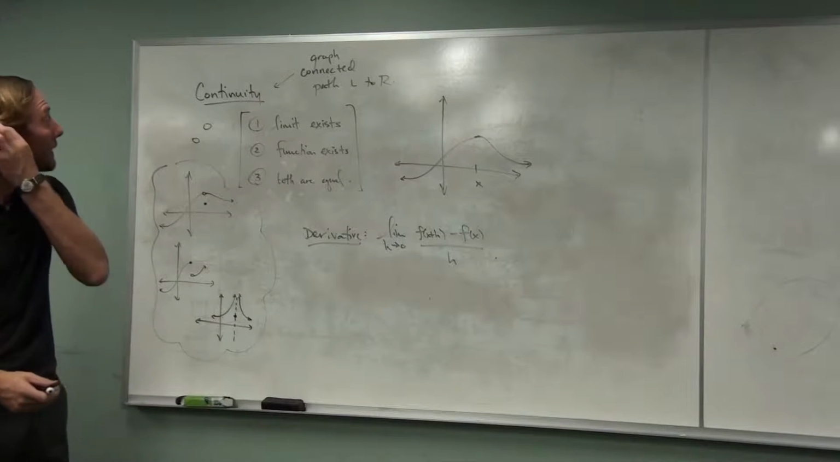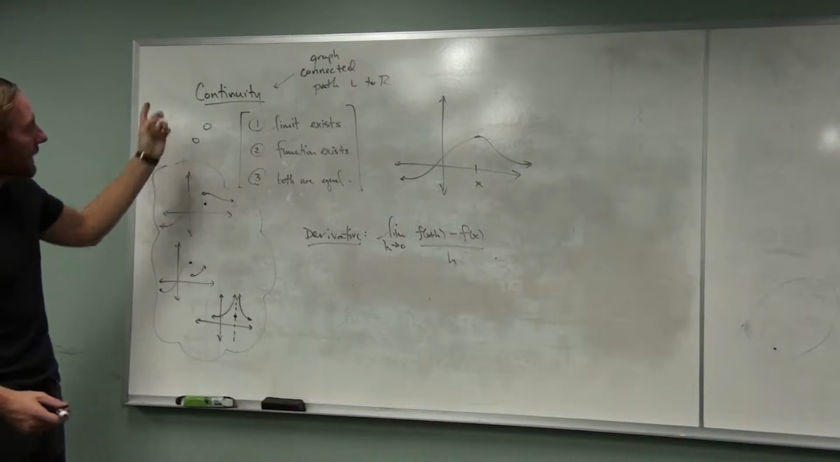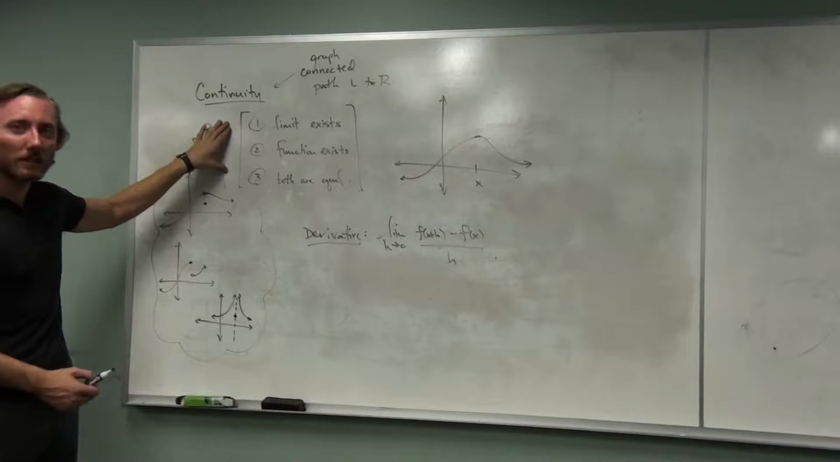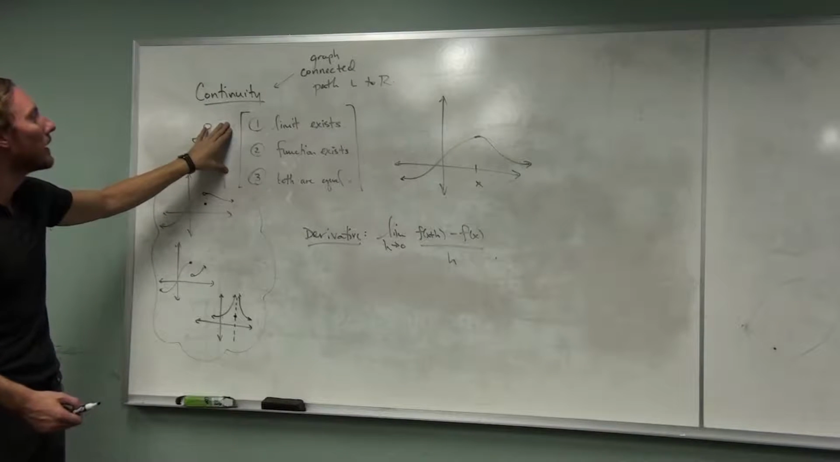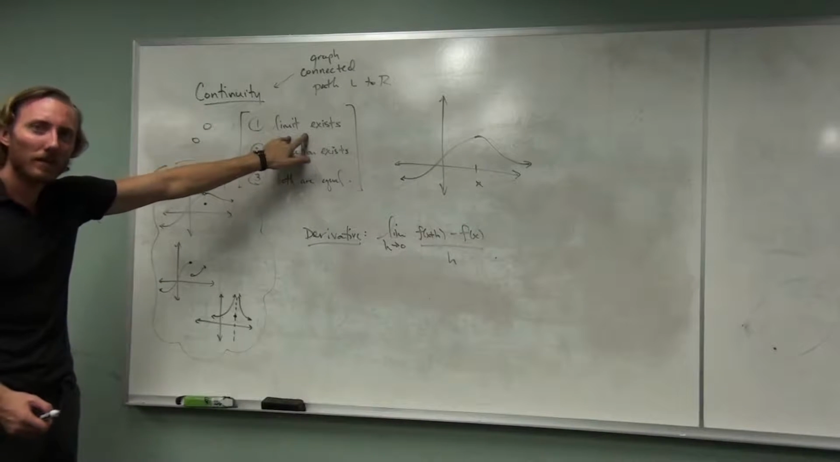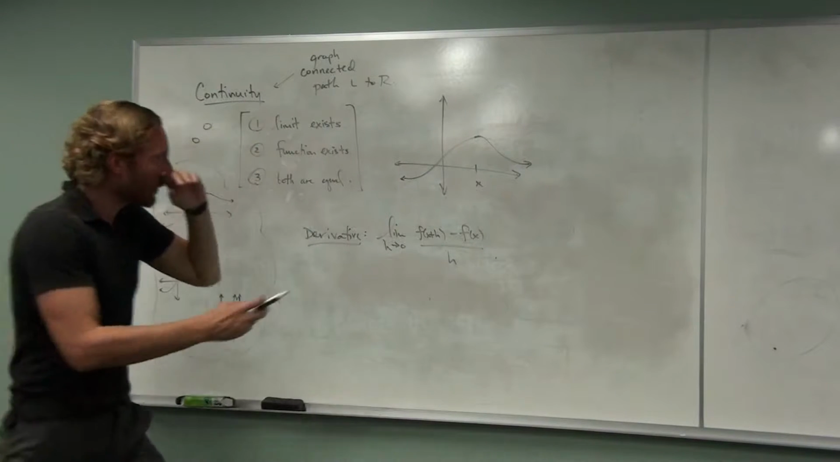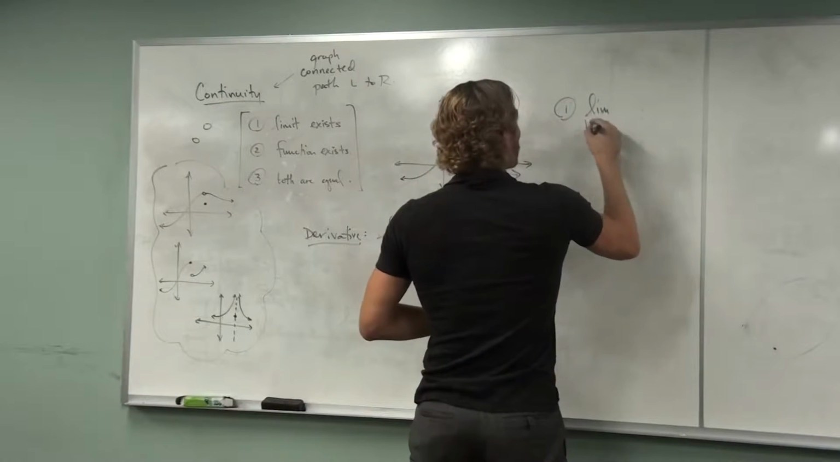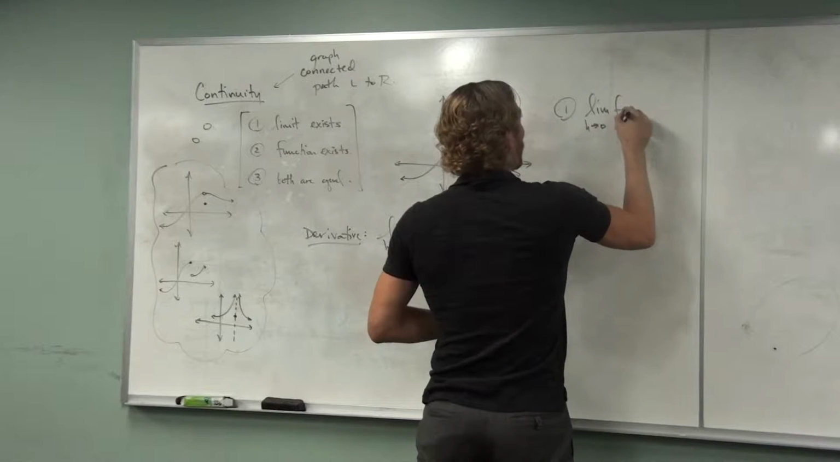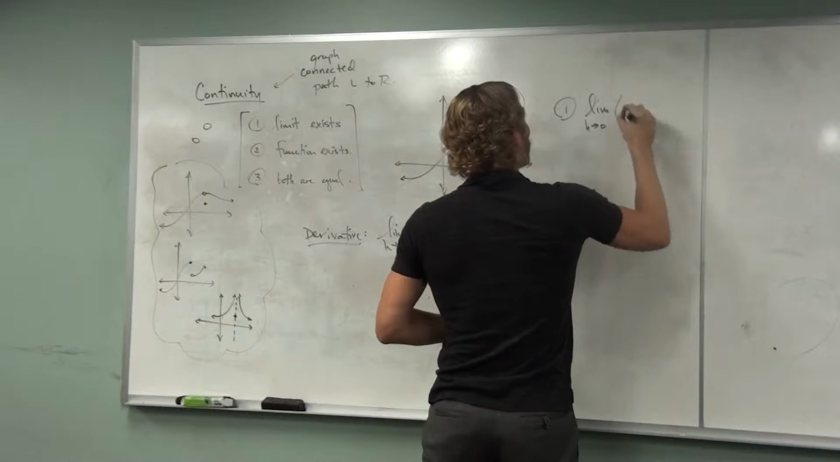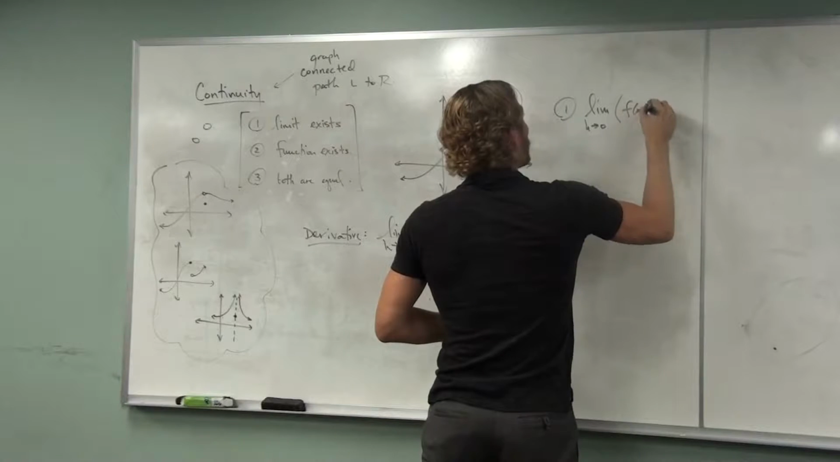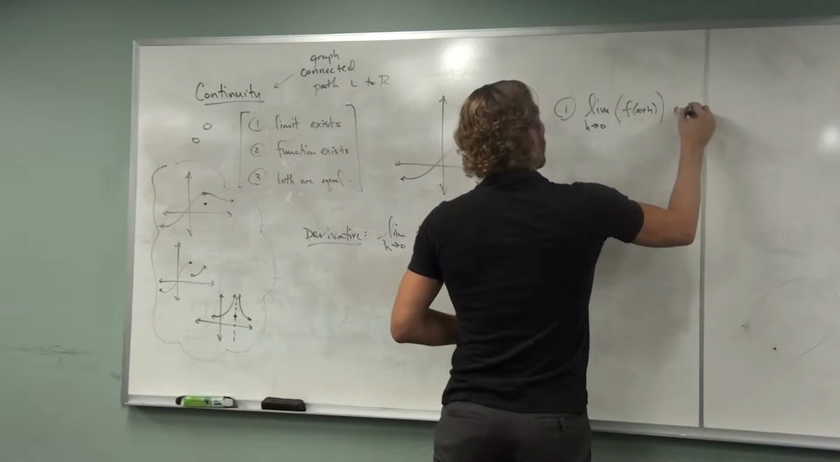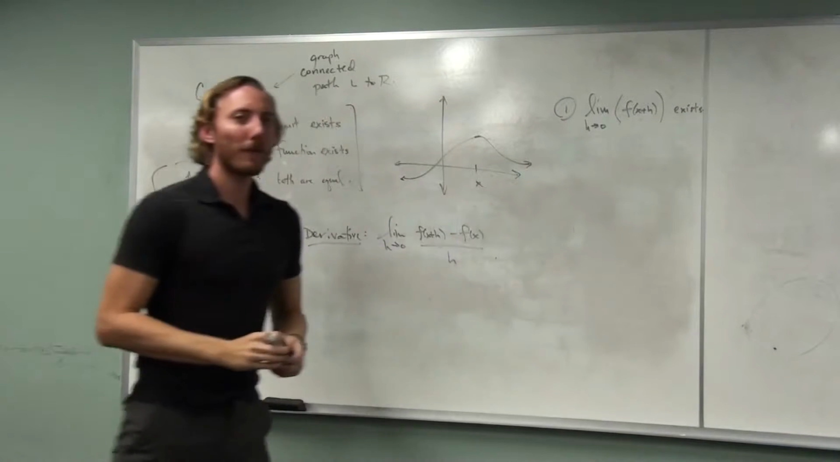Okay, I want to make a link between these two things, and I'm actually going to use these criteria to do it. When we say the limit exists, what do we mean? Well, from some point of view, that could be that the limit as h approaches 0 of f of x exists.